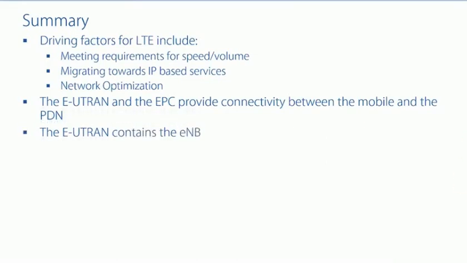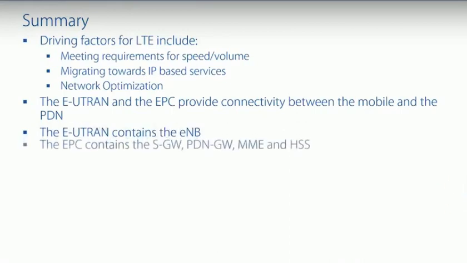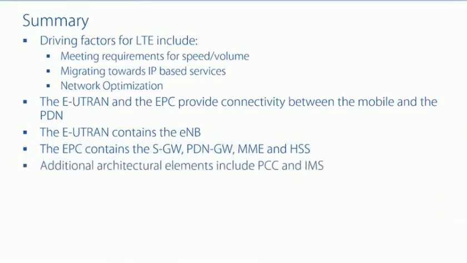We saw that the eUTRAN contained the evolved Node B, and we also considered the Evolved Packet Core, which contained the serving gateway, the packet data network gateway, the MME, the mobility management entity, and the home subscriber server. And finally, we said that it's not just all about LTE. There are other architectural requirements that might be involved, including an IP multimedia subsystem and indeed policy and charging control.